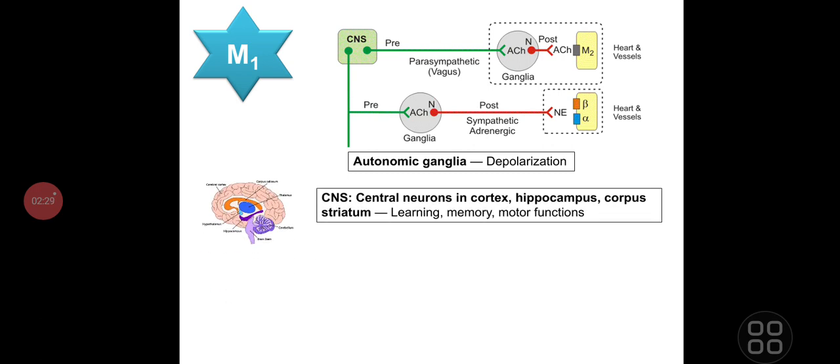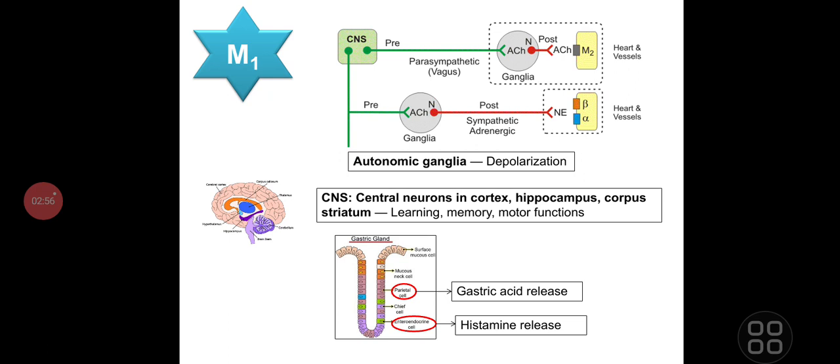And this M1 receptor is also present in a different parts of brain, mainly in the central neurons on cortex, hippocampus and corpus striatum. As we know that these three components are present in a forebrain region, which is responsible for the learning, memory and motor functions. So M1 receptor stimulation will result in a learning, memory and motor functions.